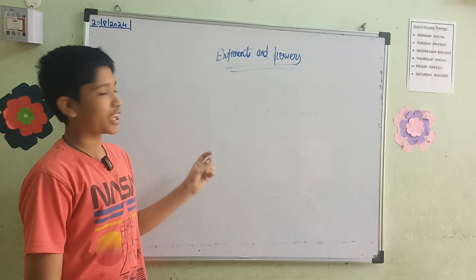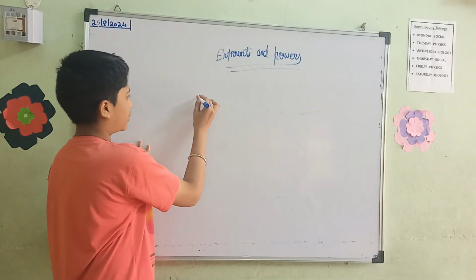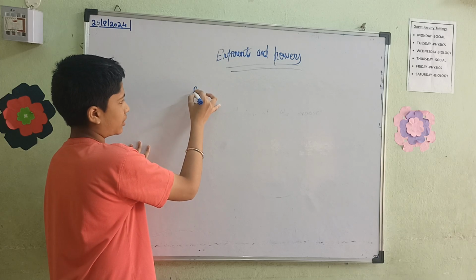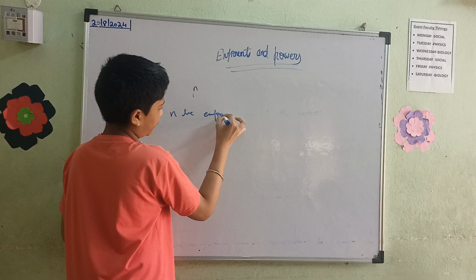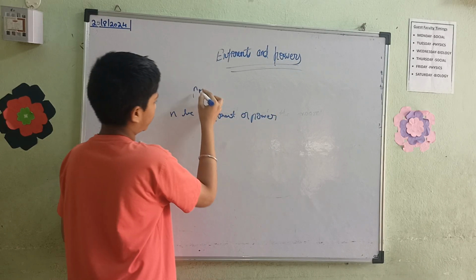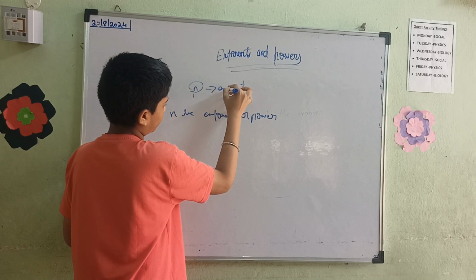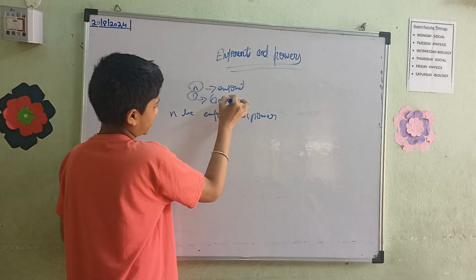Today I am going to tell about exponents and powers. Exponent is nothing but the power which we write upon a number. Let n be the exponent or power. This is the exponent and this is called the base.